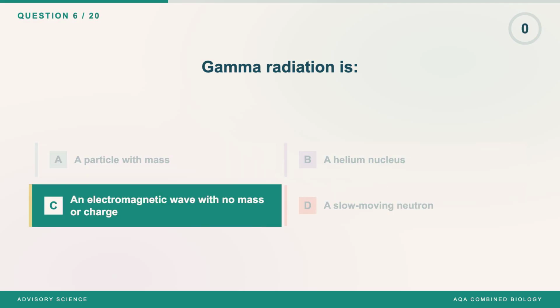The answer is C. An electromagnetic wave with no mass or charge. Gamma rays are the most penetrating radiation. They are not stopped by paper or aluminium.